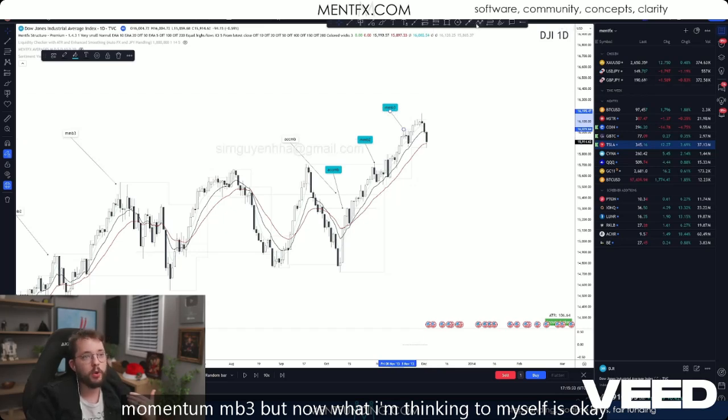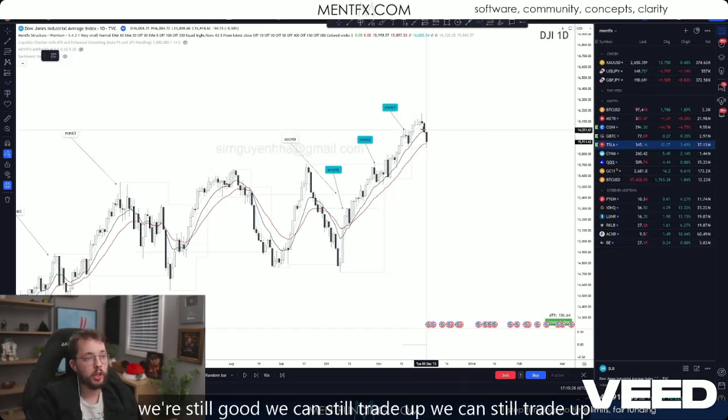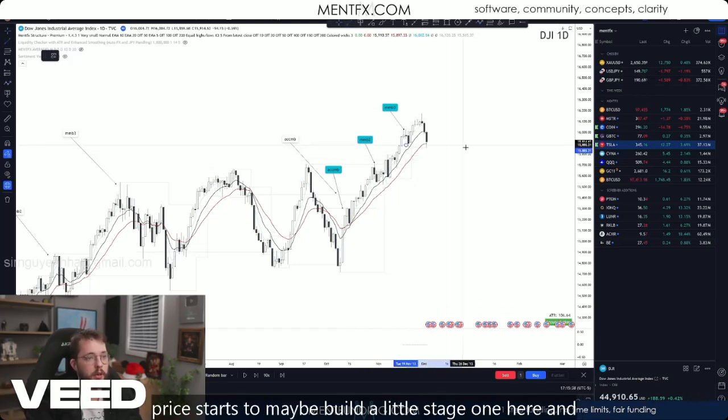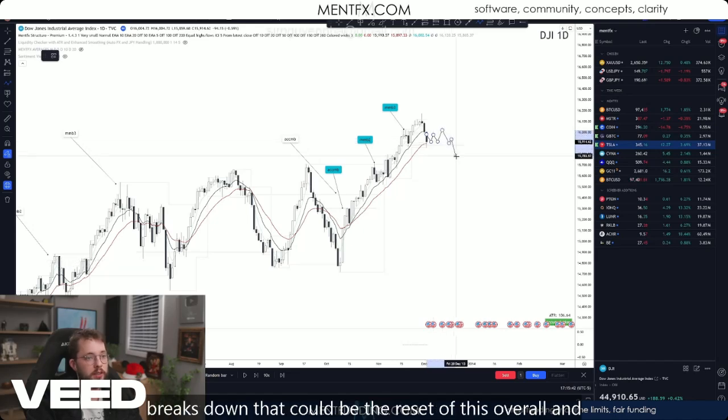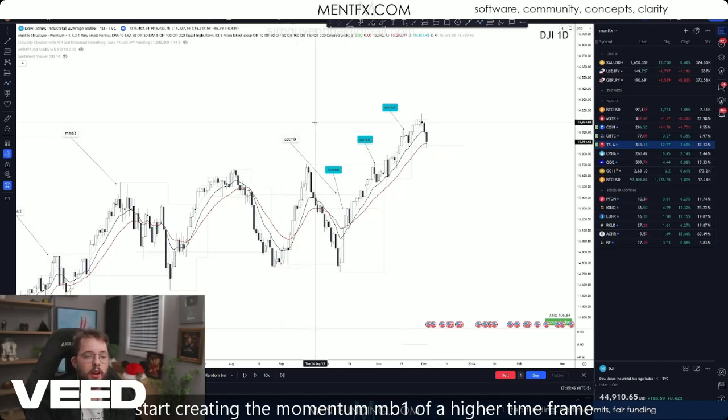But now, what I'm thinking to myself is, okay, we're still good. We can still take off. But if price starts to maybe build a little stage 1 here and breaks down, that could be the reset of this overall and start creating the momentum MB1 of a higher time frame.